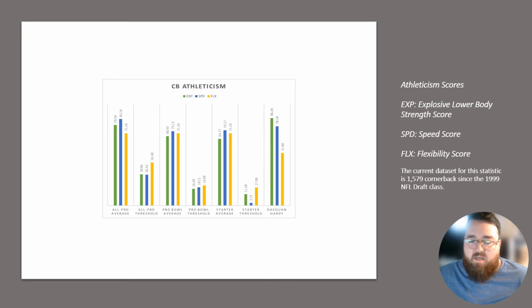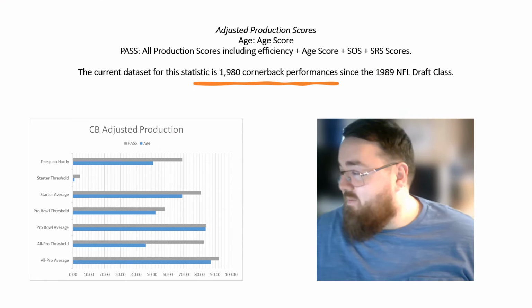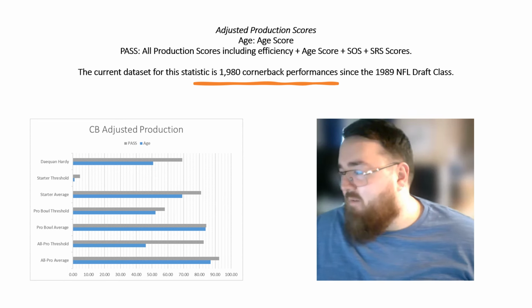But also, you have to take a look at his athleticism traits, where he did test well as an athlete. 86th percentile in terms of explosiveness, 78 in terms of speed, and 51 in terms of flexibility. Are we noticing a theme here? Good explosion numbers, good speed numbers. Is he an older prospect? Let's find out. In terms of his adjusted production, he's not really the oldest prospect. He's kind of average age, but he does have a decent pass score overall.